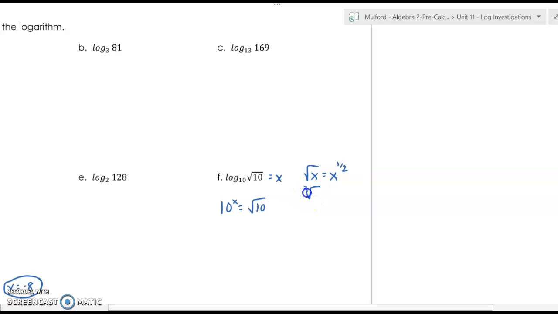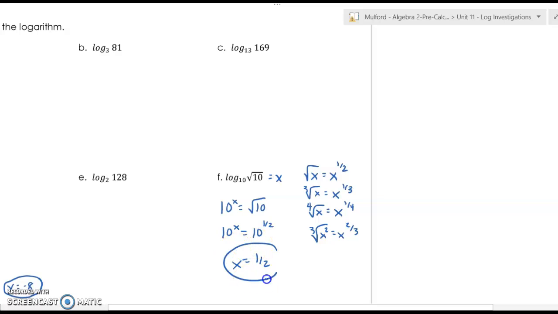If we have the cube root of x, that would be x to the 1/3 power. Exponent of 1, index of 3. Similarly, the fourth root of x would be x to the 1/4, and so on. I could even throw in one like the cube root of x squared. My exponent is 2, and the index is 3. That'd be x to the 2/3 power. So using that idea in this one, we'll have 10 to the x equals 10 to the 1/2 power. My bases are equal. Set my exponents equal. X would have to equal 1/2.